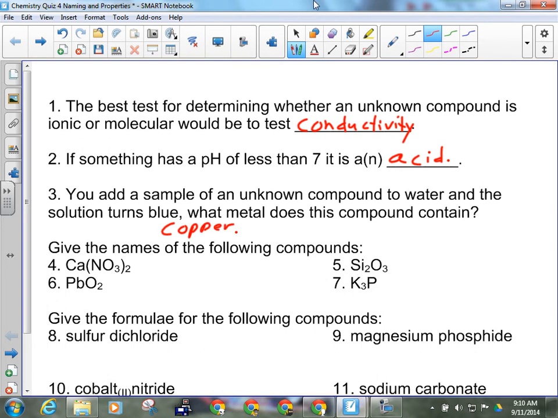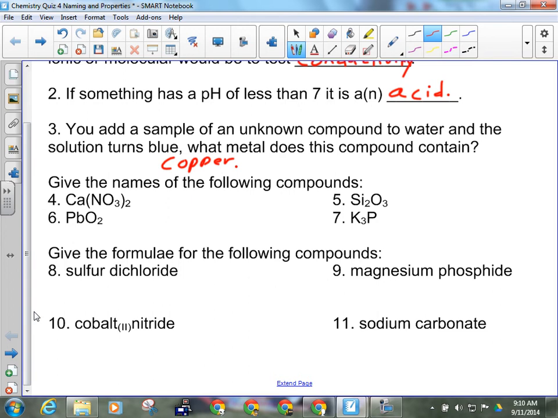Okay, give the names of the following compounds. All right, this has got a metal in it, so it's ionic. Okay, all we have to do then is fill in the ionic rules. Since it's calcium, it only has one possible charge. We don't need any Roman numerals. All right, so calcium nitrate.